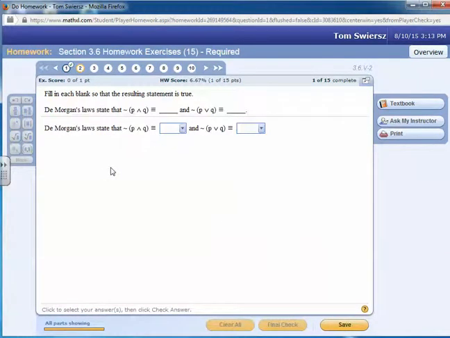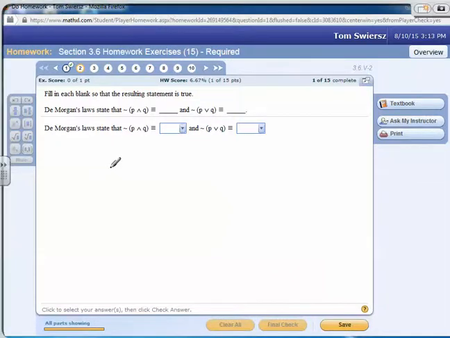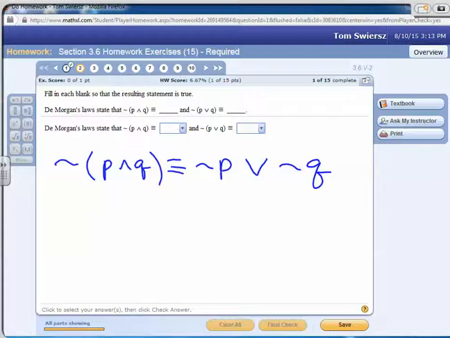De Morgan's laws. The negation of a statement P and Q is logically equivalent to, you can think of it as distributing the negation. The and changes to or, and then you negate both parts. So the negation of P and Q is logically equivalent to not P or not Q. So you change and to or, and you negate each of the parts individually. Okay?